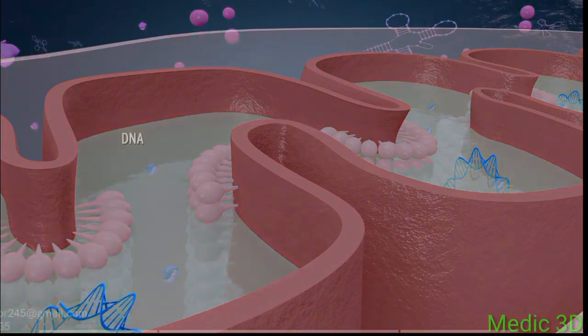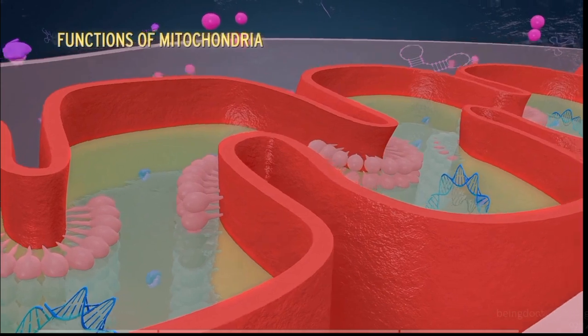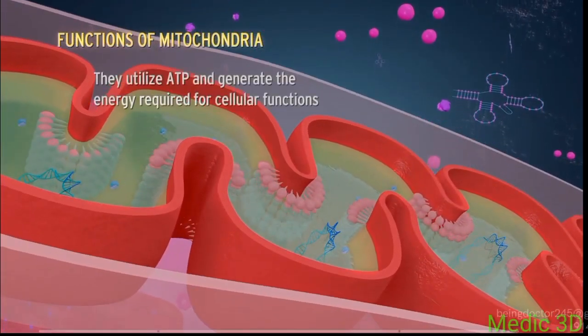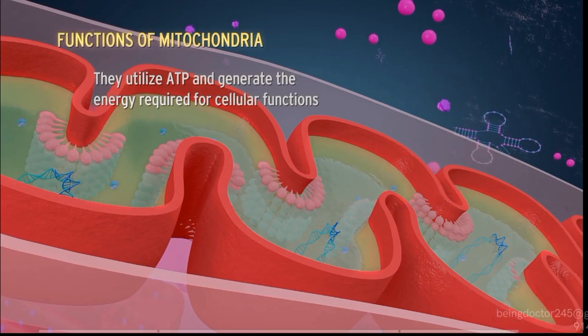Mitochondria has its own DNA that can undergo autonomous replication. Functions of mitochondria. They utilize ATP and generate the energy required for cellular functions.